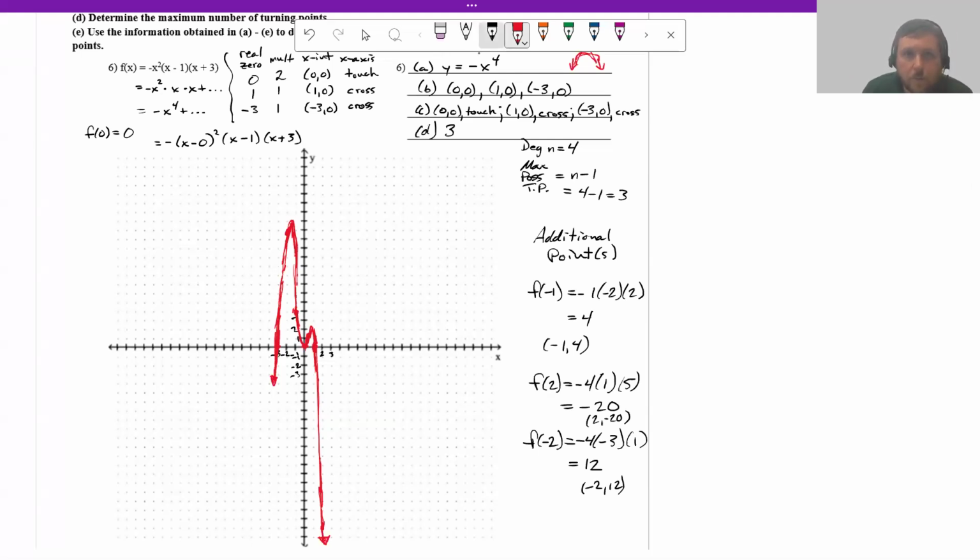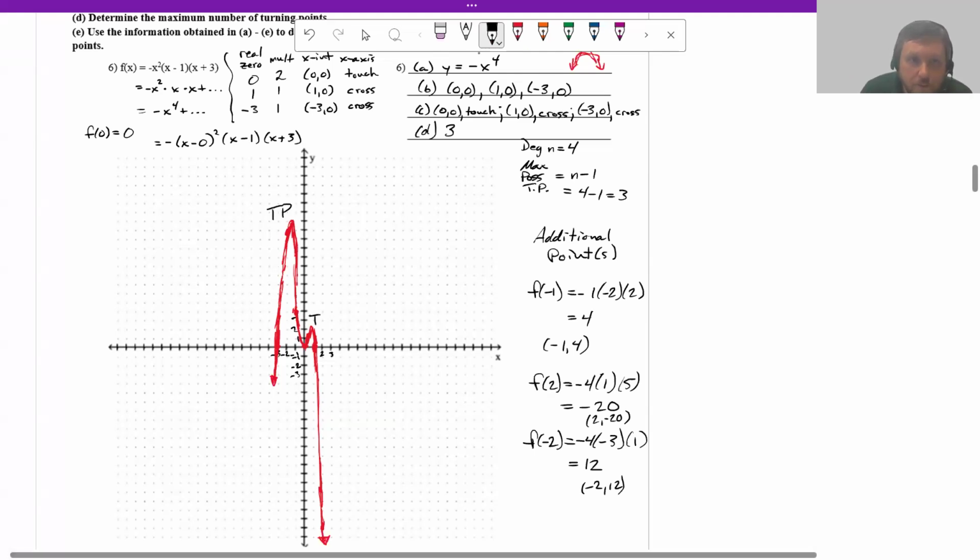So there should be a turning point here. There's a turning point here. And of course, the 0, 0 is a turning point. So that's also a turning point. And then we have our intercepts. So I labeled the 0, 0, 1, 0, and the -3, 0.